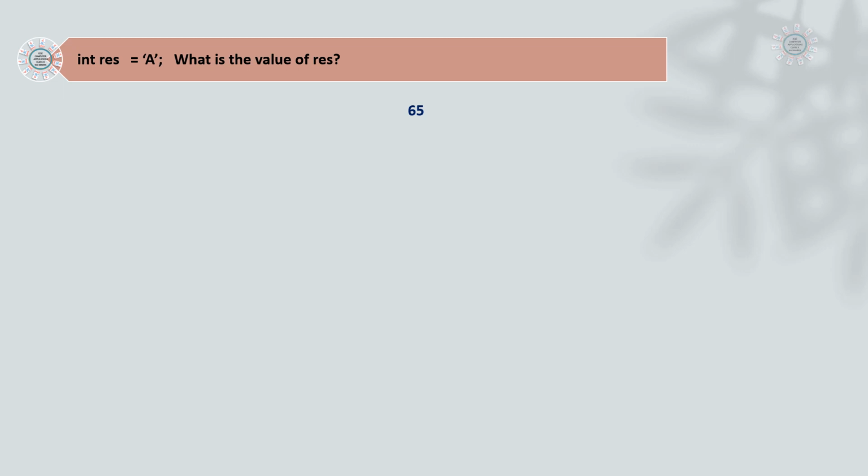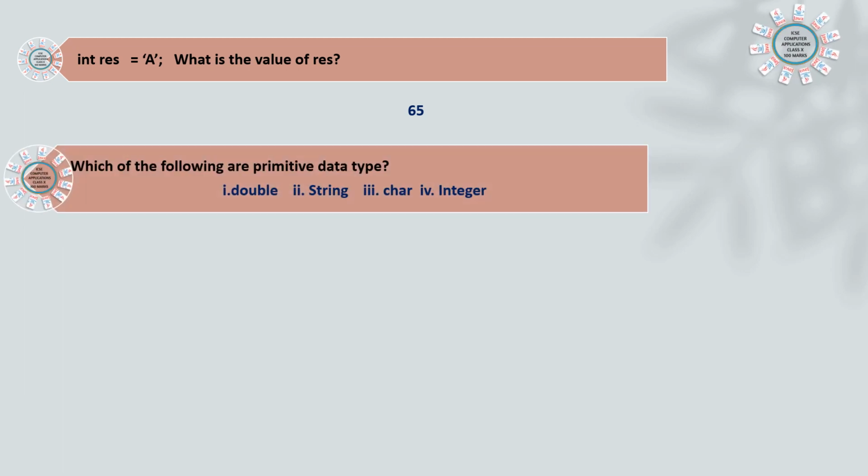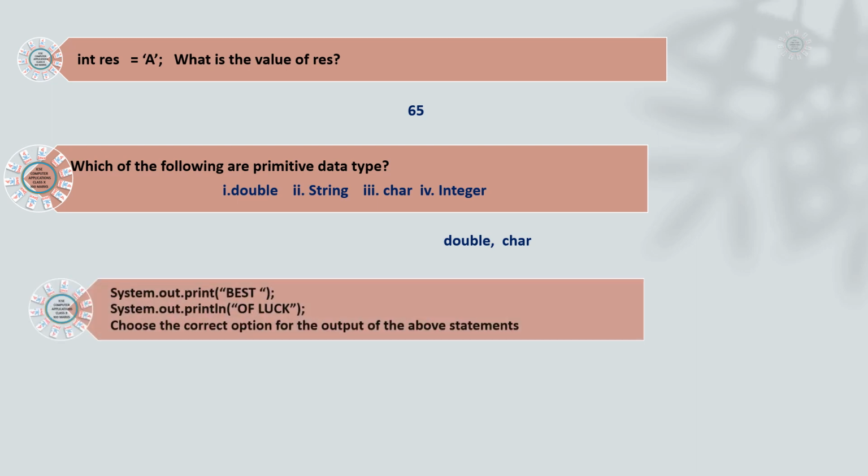So the answer will come as 65, because we have to learn properly the ASCII code of each letter. And now, which of the following are primitive data types? Here we can see, in this case, double, string, character, integer: double, char and int are primitive data types.